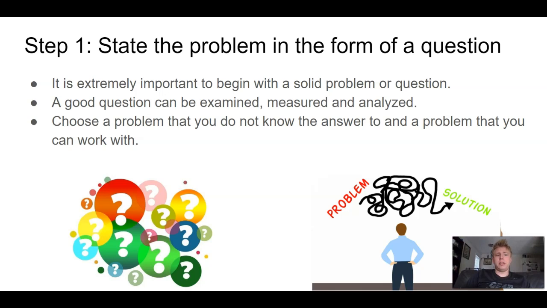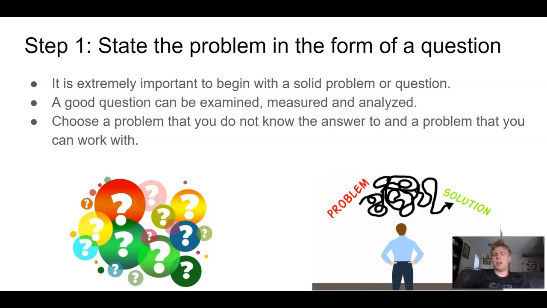There are three things that a good question possesses. The first is that it can be examined. The second is that it's measurable. And the third is that it can be analyzed. Choose a problem that you do not know the answer to and a problem that you can work with. So don't pick something that is well out of your wheelhouse of understanding, but don't pick something that you already know the answer to when going through the scientific method.